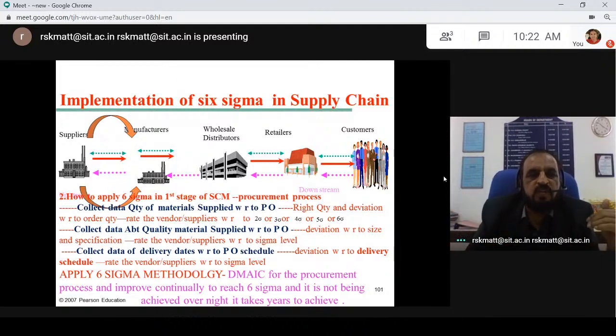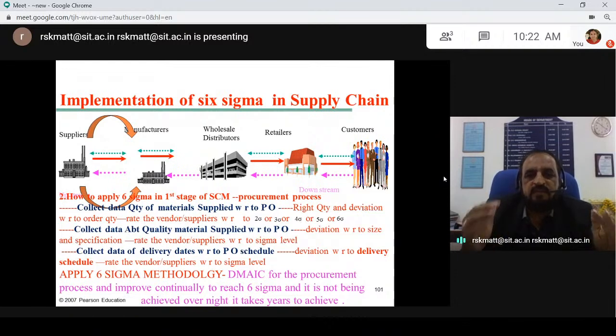In the same fashion, collect the data about the quality of the material supplied with respect to the purchase order of the manufacturer. How many times, and how much quantity of the right material is being supplied with the right quality, and what is the deviation of the quality with respect to size and specification? Then assess the level of sigma, and analyze and identify the factors.